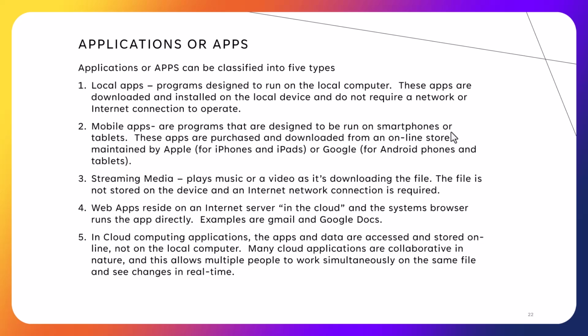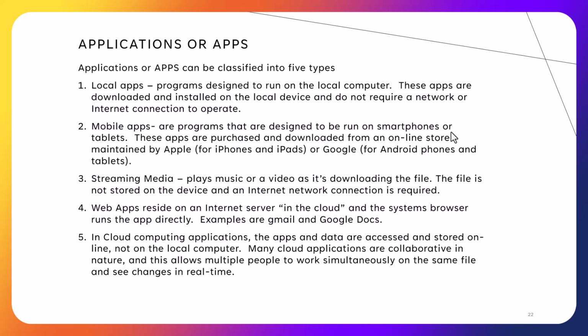So, applications or apps. I use those two terms interchangeably. Local apps are programs designed to run on a local computer. These apps can be downloaded and installed on the device and don't require a network connection or an internet connection to operate. A mobile app is a program that's designed to be run on a smartphone or tablet. These apps are purchased and downloaded from an online store like your Apple Store or your Google Store, and installed on the device. They may or may not need an internet connection to operate.